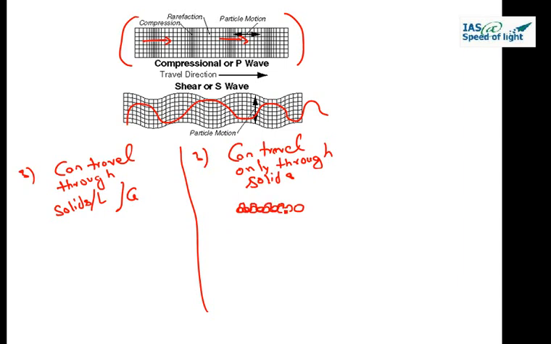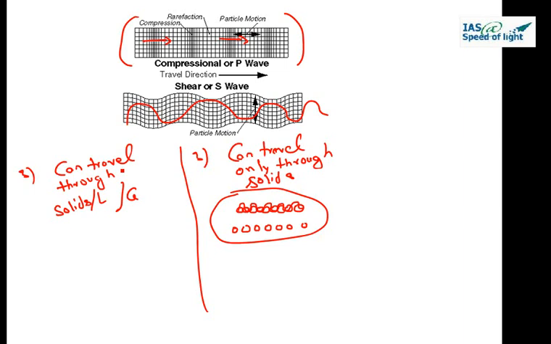Okay, this motion can happen if all molecules are together, but in liquid, if we see, they are far apart, so this motion is not possible in case of liquids, or even in the form of gases where the molecules are further apart. So this is a very important difference between the P waves and the S waves. P waves can travel in solid, liquids, and gases, while S waves can travel only through solids and not through liquid and gases.